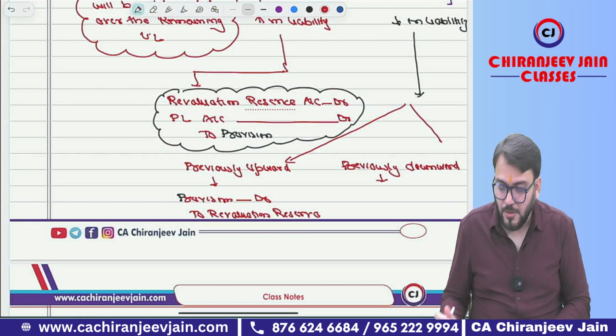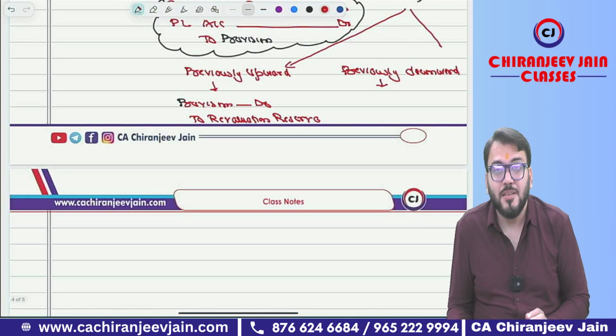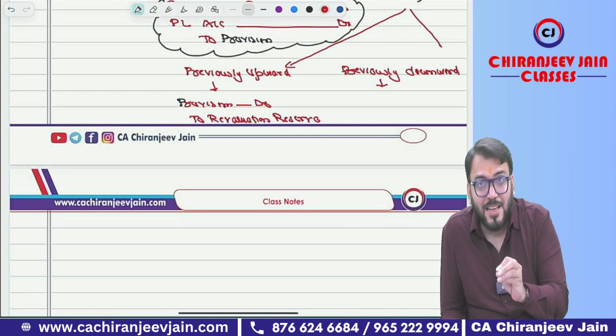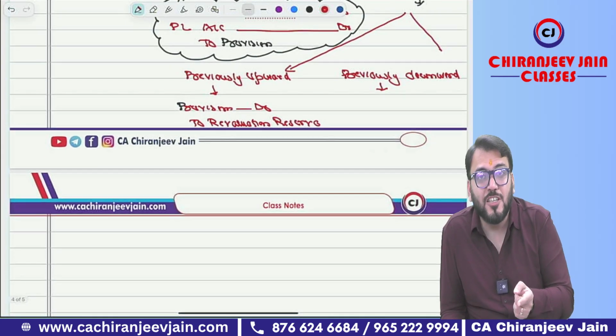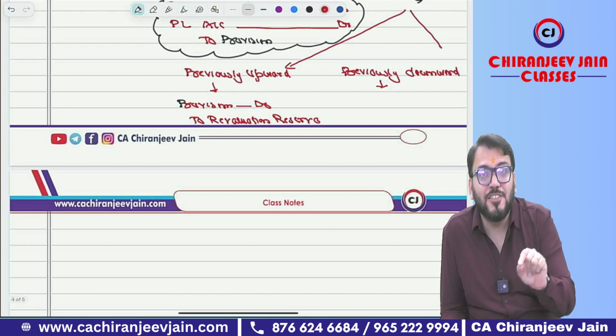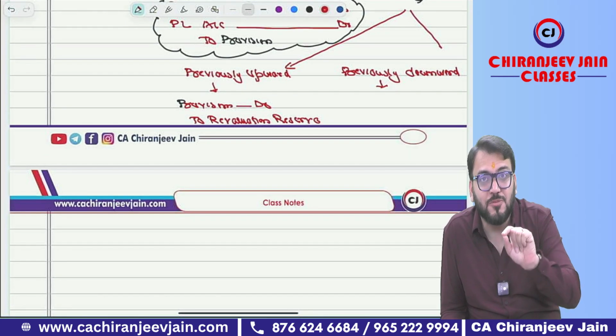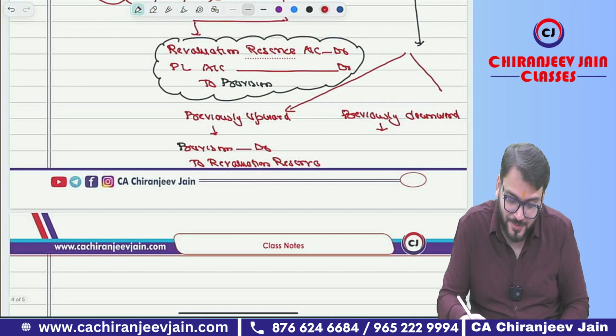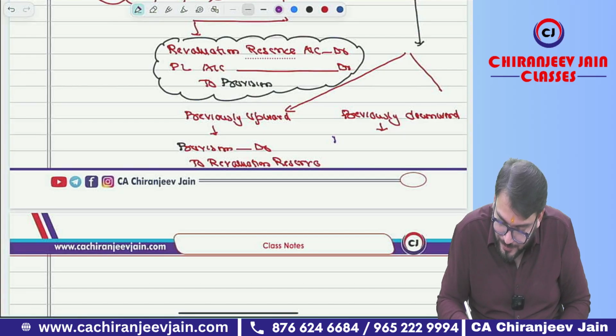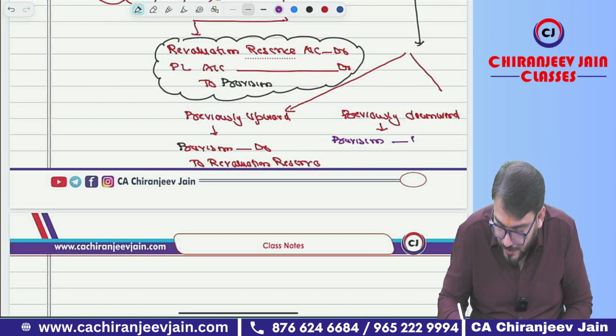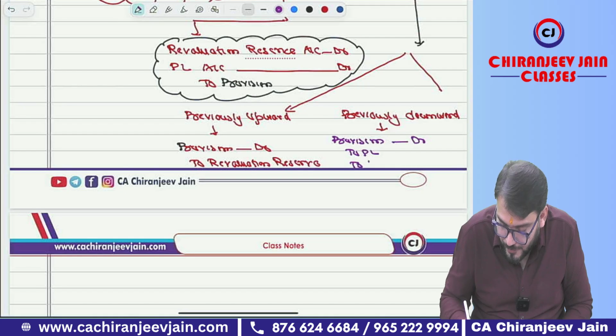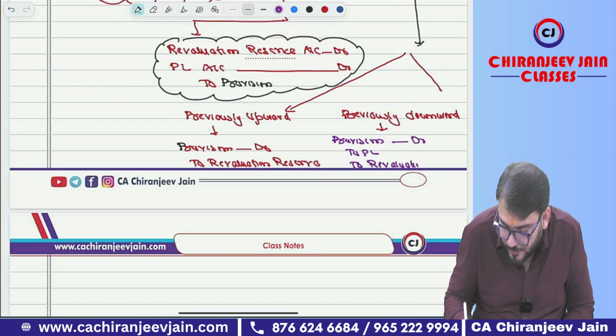Previously downward. Then what journal entry will you do? Any gain will be first credited to PL to the extent of the previous decrease, and the balance gain will be transferred to revaluation surplus. In that case, what journal entry? The provision account debit to PL, to revaluation reserve.